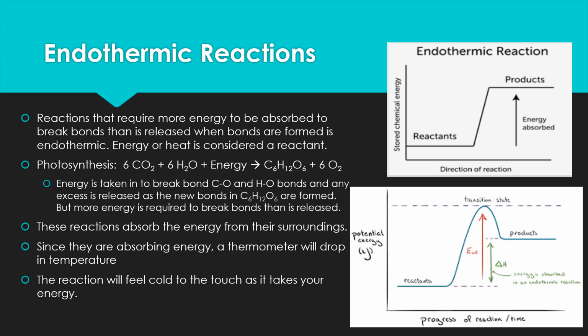So we've got 6 carbon dioxide and 6 water molecules plus energy. So we've got our carbon dioxide and water from the air and in our plant, and we add energy from the sun, and it creates the sugar and oxygen molecules, gives off oxygen. So this is endothermic because we can see the energy is part of the reactant side.